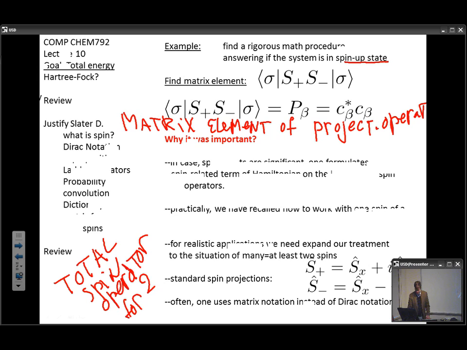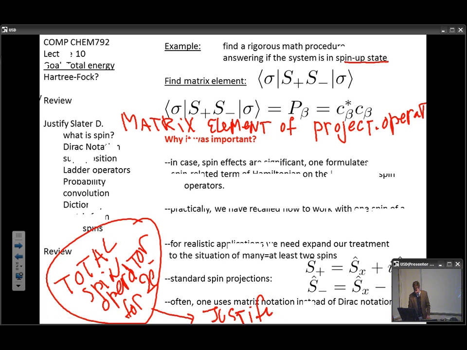And practically, by considering the total spin operator for two spins, for two electrons, we are going to justify the determinant later. If you were reading other books on quantum theory, you may want to see the connection between those raising and lowering operators and the standard X and Y projections. They are connected.